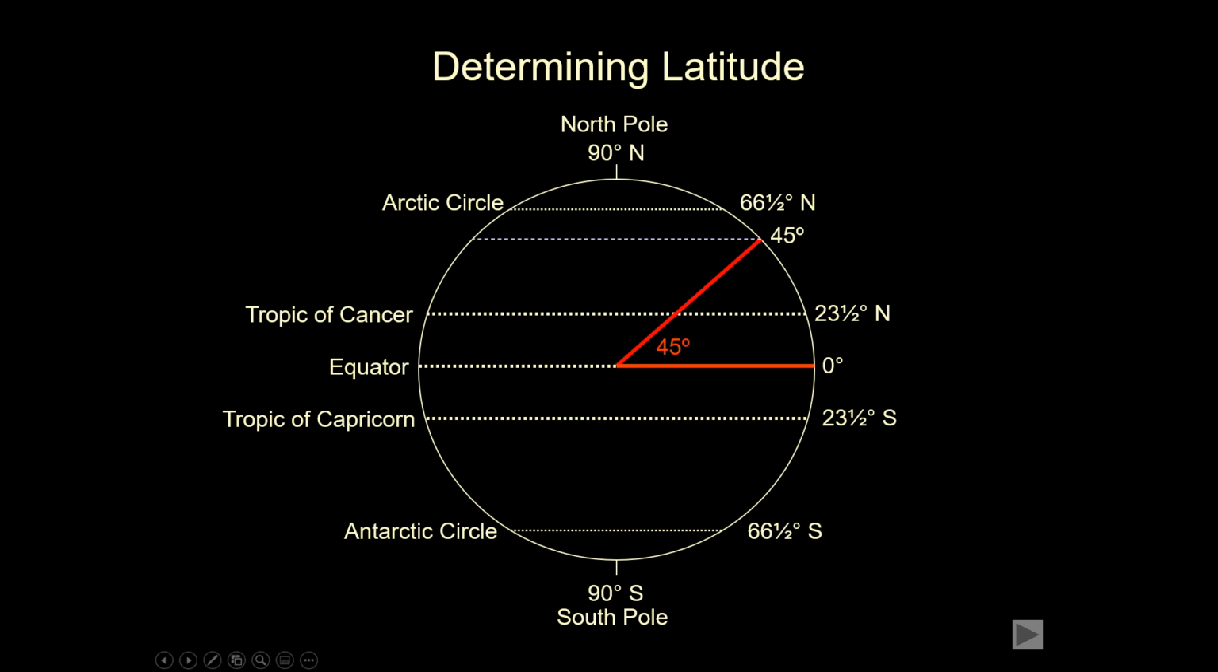And here you see some parallels that are kind of important. Before we do that, let me just show you one more angle. Here's 66.5 degrees north. This forms the parallel known as the Arctic Circle, and we'll talk about why the Arctic Circle is important a little bit later, but these are just some examples of parallels.